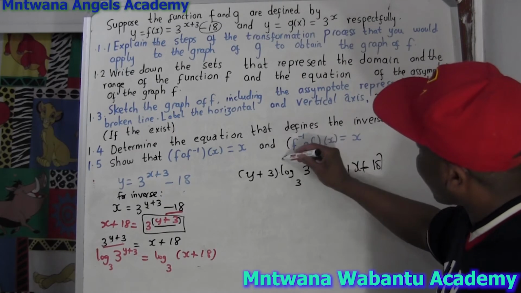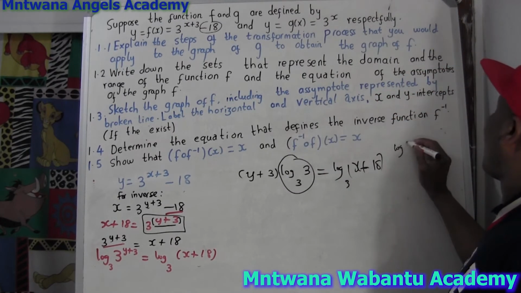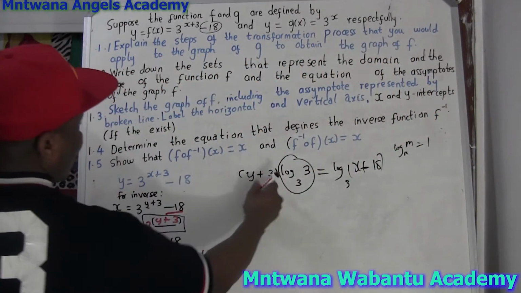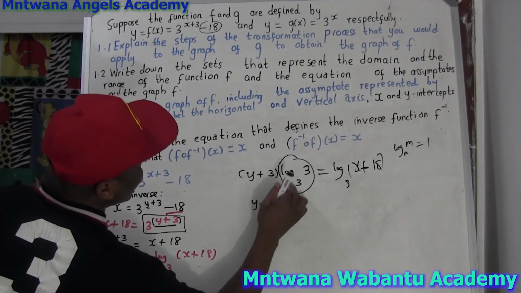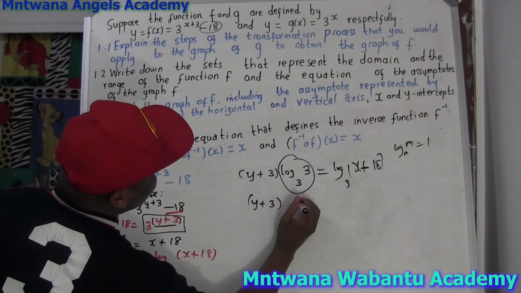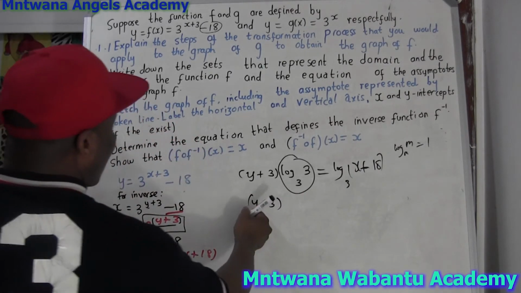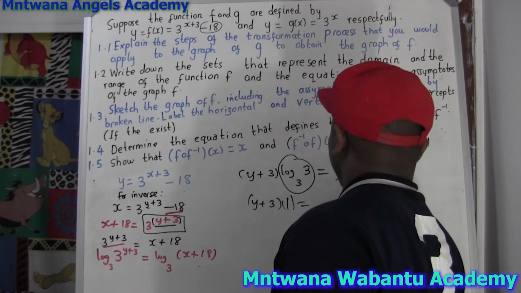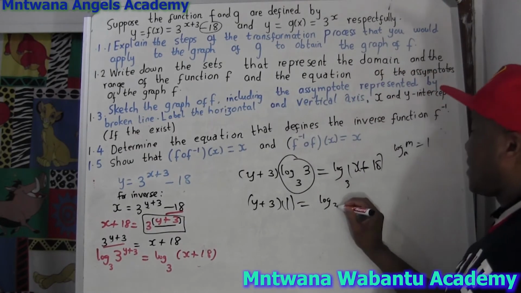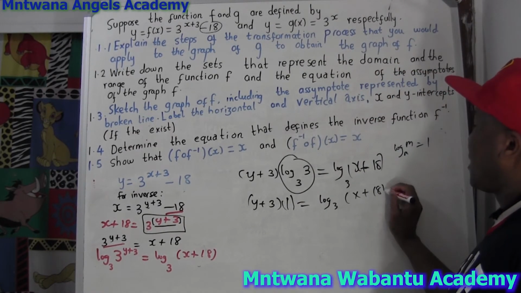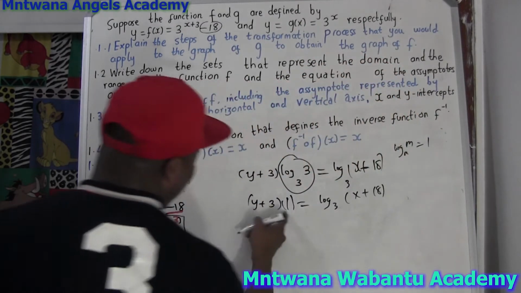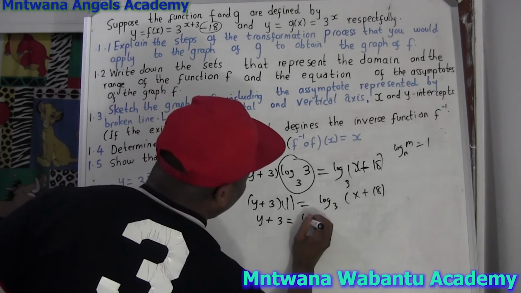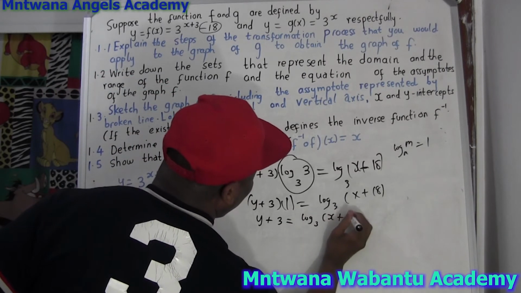So what happened? This is equal to 1. If I have a log of the same number under that same base, it equals 1. So it's going to be y plus 3 times 1, because anything times 1 is the same thing. So y plus 3 is equal to log under base 3 of x plus 18.